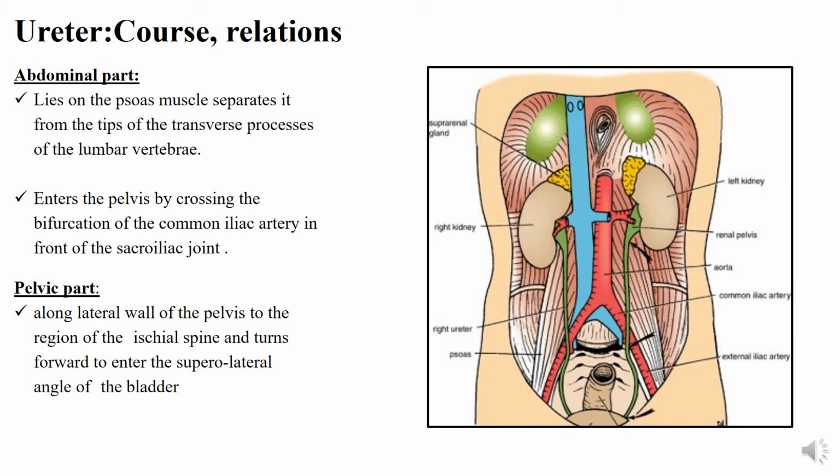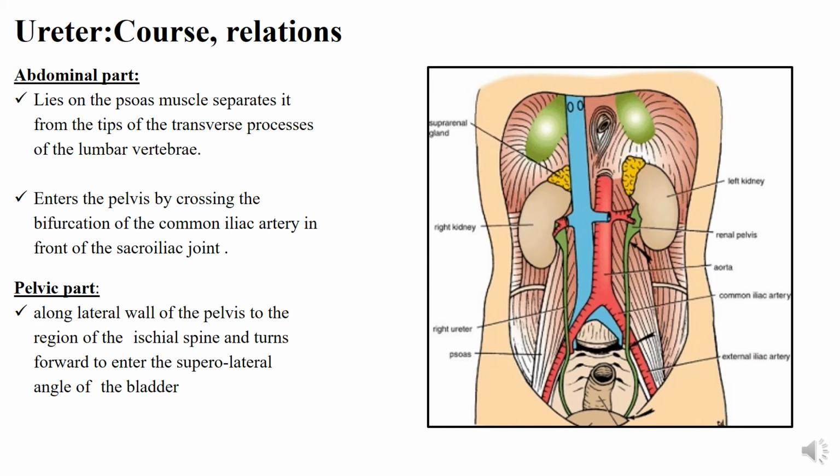One thing I want you to know here, that although we don't have an anatomical valve at the opening of each ureter into the urinary bladder, there is what is called a physiological valve, and this is very effective to prevent backflow of the urine.